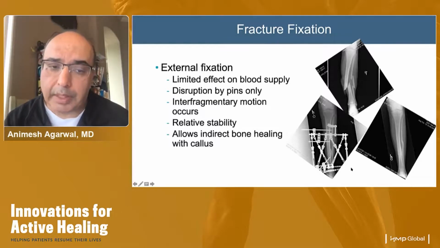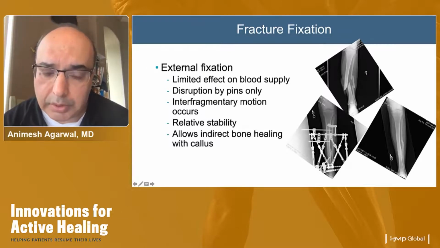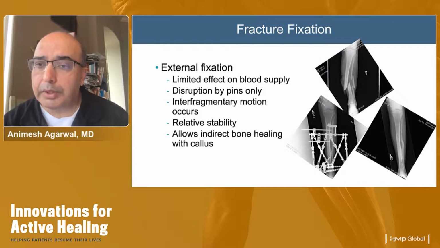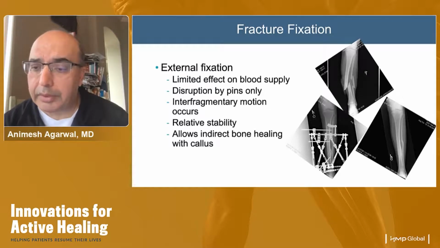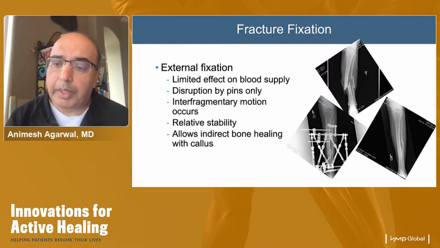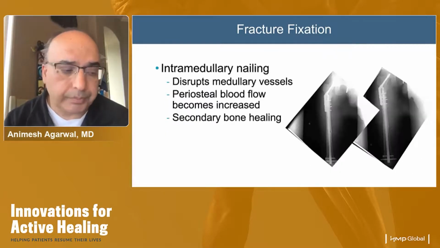So again, this is a relatively stable construct, allowing for indirect bone healing. And final follow-up films on the right there, you can see that she went on to heal that, had the external fixator removed. You can see where the fracture had healed anatomically. Although the fibula is not 100% well aligned, that's really inconsequential, and we had an excellent result.